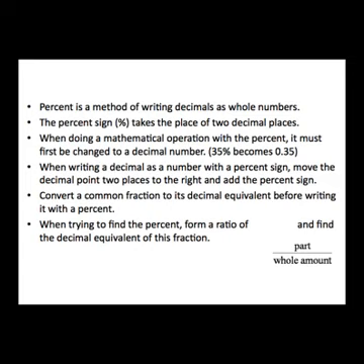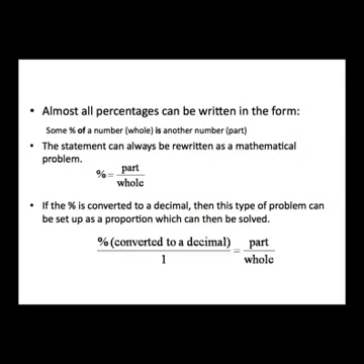When you're trying to find a percent, form a ratio of the two numbers and find the decimal equivalent of this fraction. In other words, if I want to convert 1/2 to a percentage, I would take 1 divided by 2, because 1 is the part, 2 is the whole number, and that would end up as 0.5 or 50%. Almost all percentages can be written in this form.